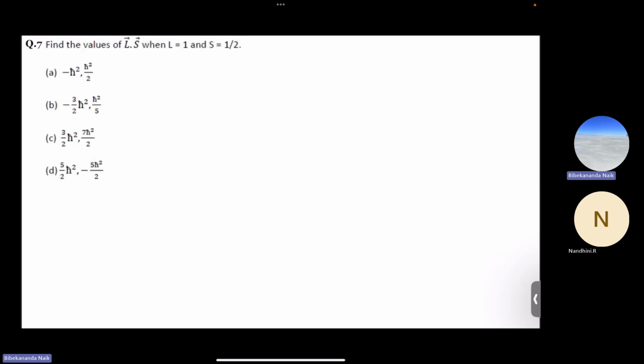Then question 7. Find the values of L vector dot S vector when L equals 1 and S equals 1/2. Option A is minus ħ² and ħ²/2. Option B is minus 3/2 ħ² and ħ²/5. Option C is 3/2 ħ² and minus 7ħ²/2. And option D is 5/2 ħ² and minus 5ħ²/2. So these are the four options. Please calculate and tell me what will be the correct option.